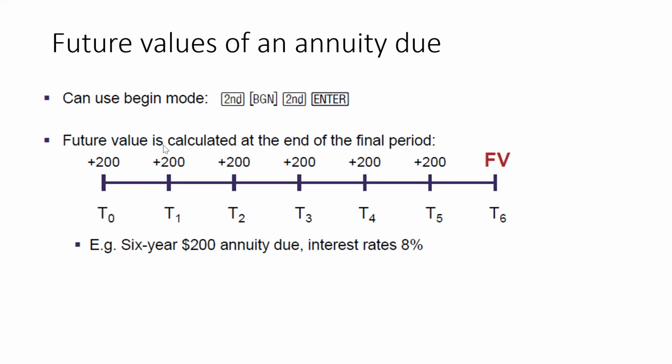So 6-year, $200 annuity due, interest rate at 8%. So here, the payments are at the beginning of each period. Under begin mode, we have our N, which is 6 years, our interest rate of 8%, payment $200 with a negative sign when we're inputting it into the calculator. Our present value is going to be 0. We're going to compute for future value and end up with a total of $1,584.56.